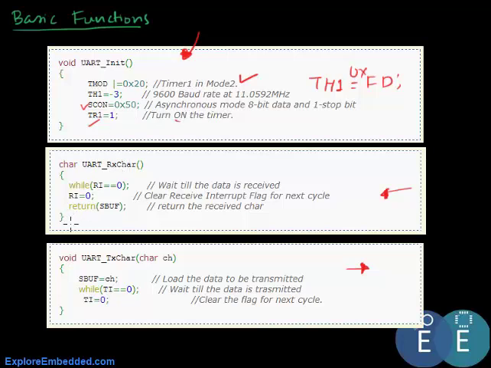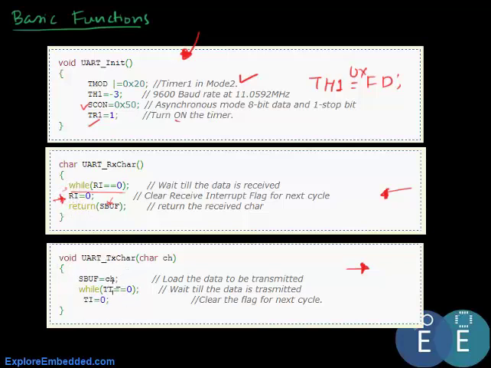Now to receive a character, it's pretty simple. We wait till this becomes 1. So till the time it is 0, the while loop sits here. It waits till RI becomes 1. As soon as RI becomes 1, we have our data in the serial buffer. But before we go back, we ensure that RI is cleared, so that next time it does not bypass this and go.